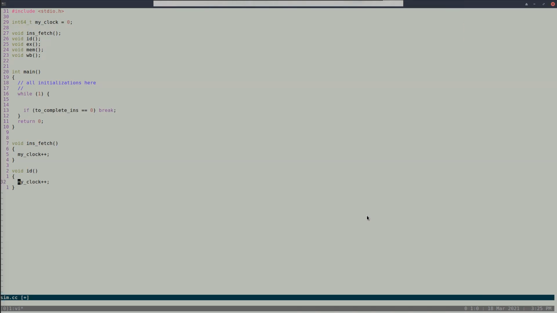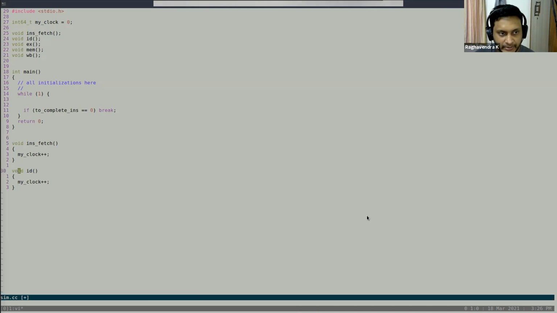What are the 2 places you're talking about for my clock plus plus? Here in the instruction fetch function I do my clock plus plus, and in the instruction decode I do my clock plus plus. So you're saying we're going to do it in both of them? Should I do it in both of them or not? I'm not saying it, I'm asking. Okay, we'll write down everything, so maybe that will be easier.